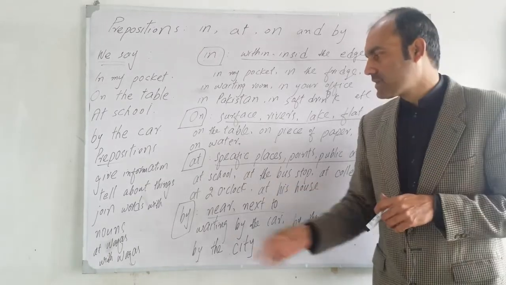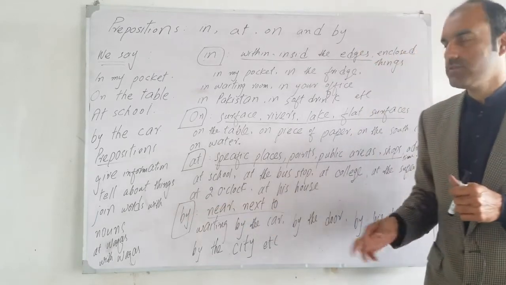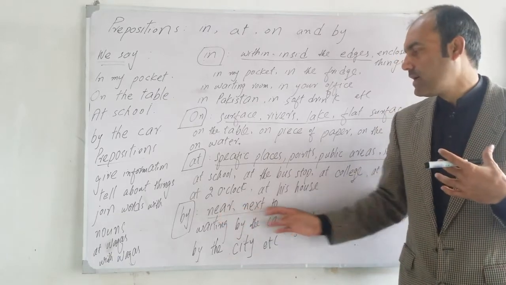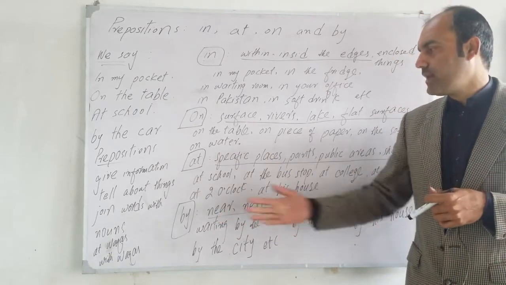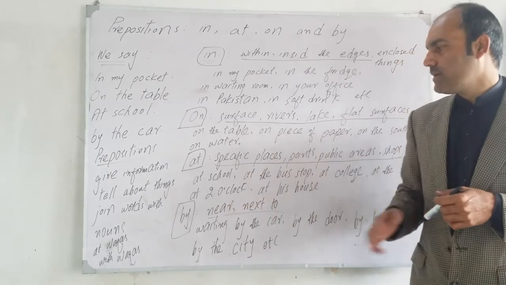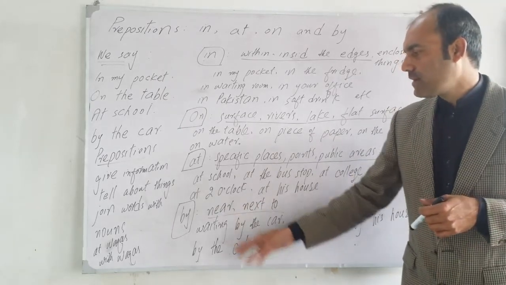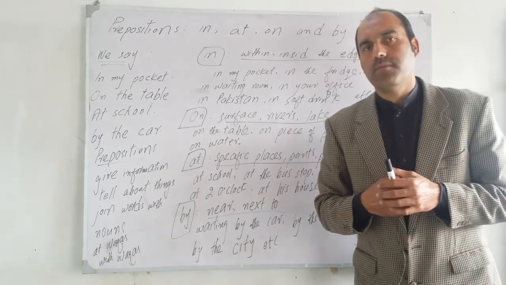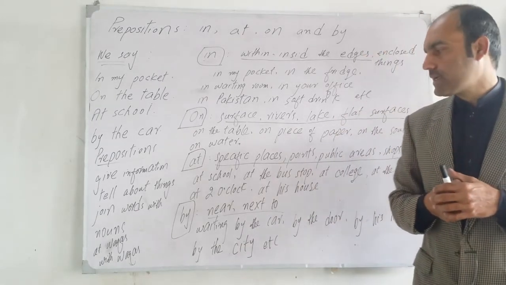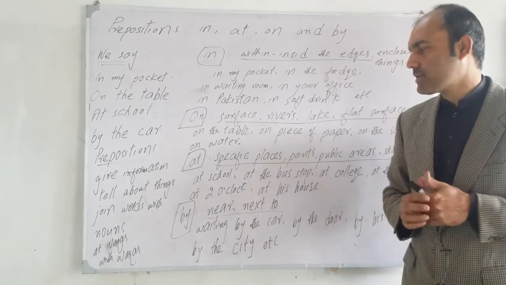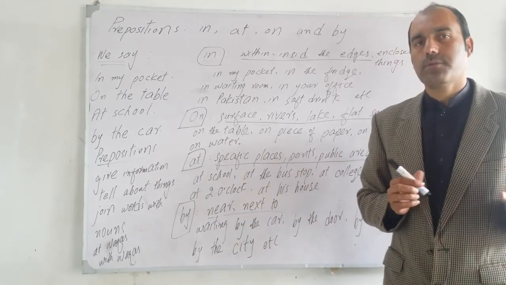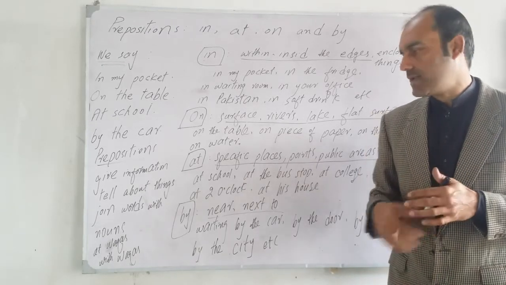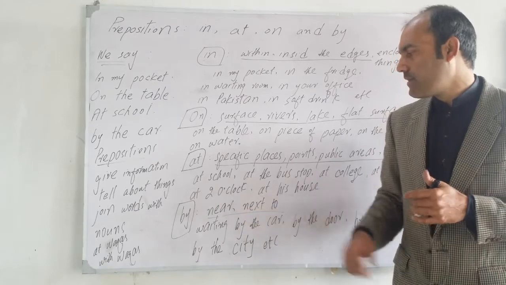At his house. Last example, by, is used for things which are near, or persons who are near, next to each other. I have written near and next to here. So these are examples. Waiting by the car. Say that my brother is waiting by the car. When you say waiting by the car, it means that your brother is next to the car, or near to the car. By means near or next to.